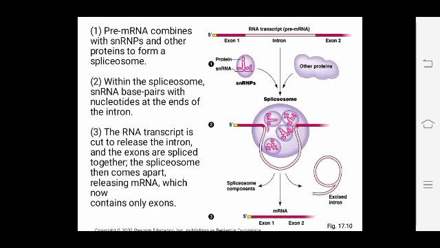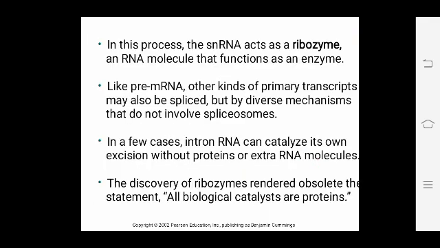The spliceosome then comes apart, releasing mRNA, which now contains only exons. Okay? In this process, the snRNA acts as a ribozyme, an RNA molecule that functions as an enzyme.